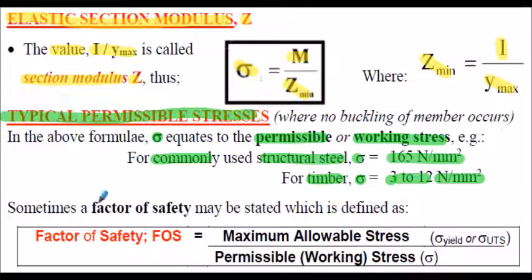Also, within some calculations, a factor of safety will be stated. Factor of safety is defined as the maximum allowable stress, and that's either the yield strength of the material or the ultimate tensile strength, and the question will state which to use, divided by the permissible or the working stress, the sigma value.